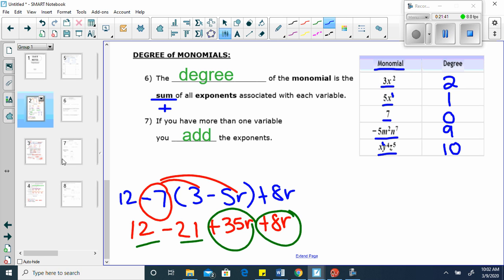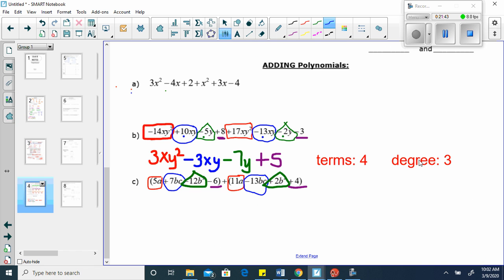Okay? I hope that helps. Your homework is page 6 and 7. And finish this up.